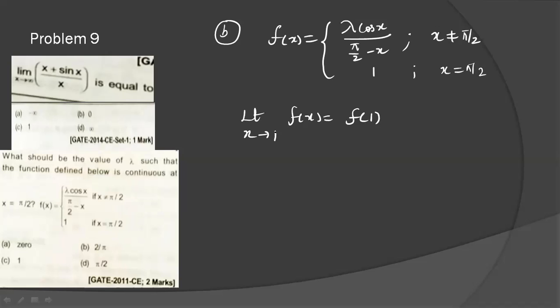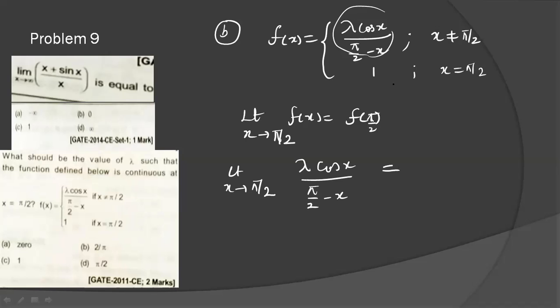Sorry, at x equal to pi by 2. It means x tending to pi by 2. It should be equal: limit x tending to pi by 2 of f(x) equals f at pi by 2. So for the limit x tending to pi by 2, x is not exactly pi by 2, it is approaching pi by 2. It means we have to take the function as lambda cos x over (pi by 2 minus x). And what is the value of f(x) at pi by 2?